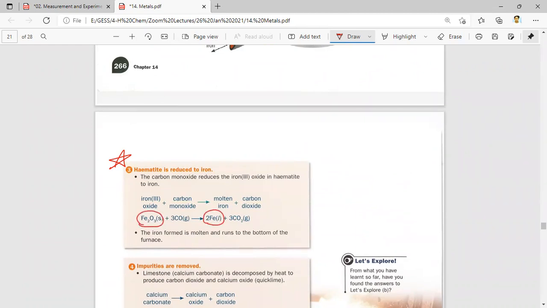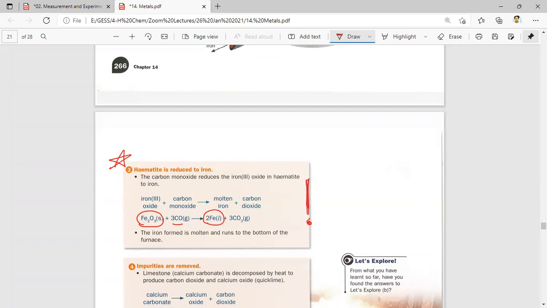So you realize that by reacting iron trioxide with carbon monoxide, the carbon monoxide reduces the iron to form molten iron. I say again, this is the key step. The carbon monoxide reduces the iron in the iron trioxide to form your molten iron. This is the key step.